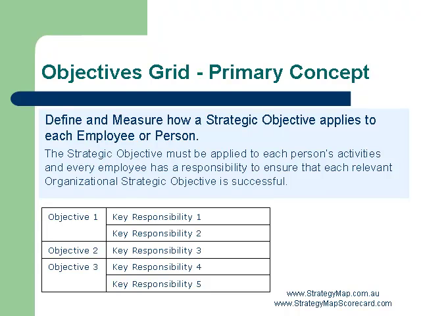Objectives grid. Please note that it is possible to rename the term objectives. Many strategic plan designers prefer to use the name goals, whilst others use targets or success factors. The primary function of the objective grid is to define and measure how a strategic objective applies to an employee or person. Each person will have different organisational duties. Because their duties must be based on the objective that is defined in the strategy map, the duties become aligned with the strategic objectives.